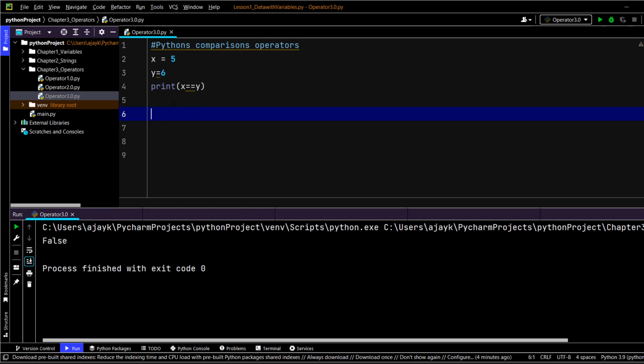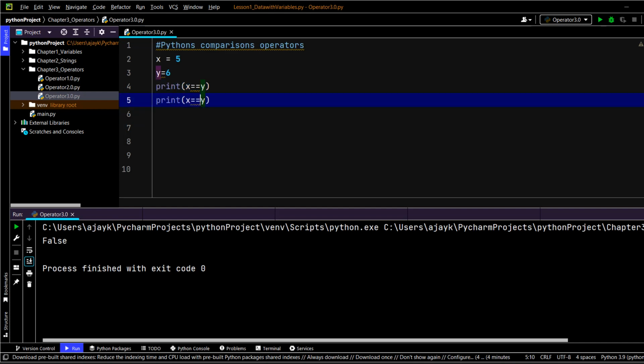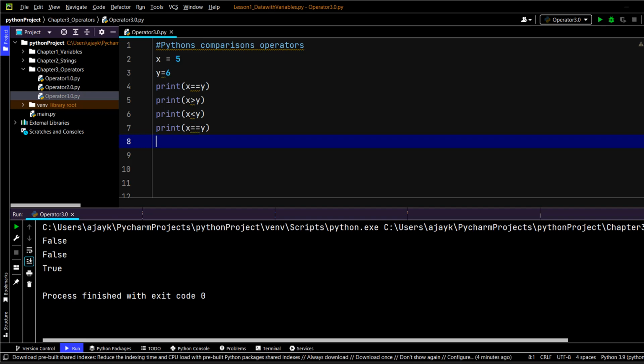Then the next one: if you want to use the greater than sign, how do we do it? We simply say x is greater than y. Then the other one is less than, so x is less than y. Can we quickly run this? Let's see. You see, the first one is false, the second one is false because x is not greater than y, and the last one is true, right? Obviously I will not waste time; I know you know all these things.